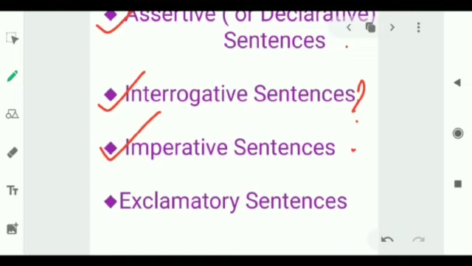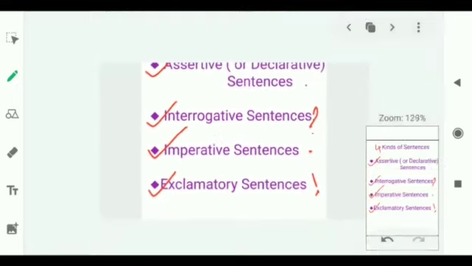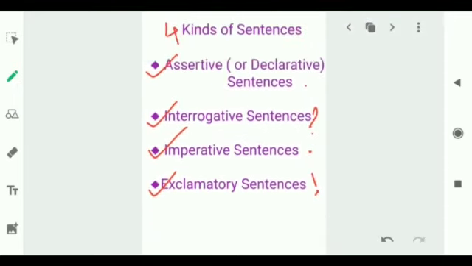Next and the last kind of sentence we learned about was exclamatory sentence. Exclamatory sentences are the kinds of sentences which express some kind of strong feeling, right? And to end an exclamatory sentence, we have to put a mark of exclamation, that is exclamation mark. Students, this was all regarding our previous class. In case you missed the video, please just go and watch it.